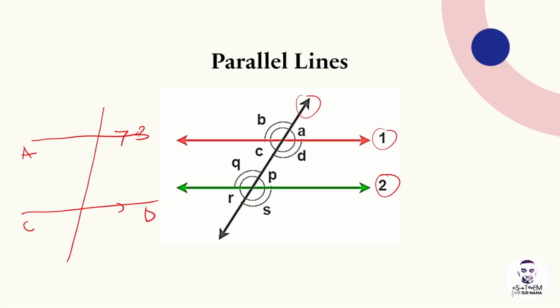So we see that an angle is formed here, an angle is formed here, an angle is formed here, an angle is formed here. We see that an angle is formed here and here, then here and here. So those angles are the ones indicated by the letters A and B, C and D. We have P and Q, R and X. Now let's consider the different types of angles that are formed from these parallel lines and transversal.